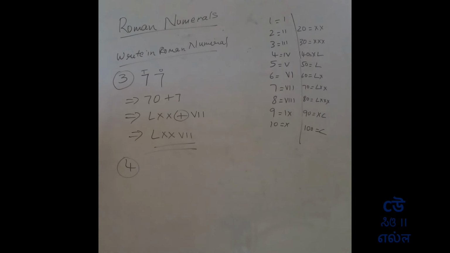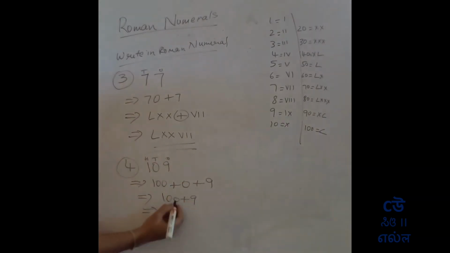Next, the fourth one, let me take a bigger number, 109. So we have ones, tens and hundreds place. The hundreds place you'll write as it is, 100. Tens place we have nothing, you can write 0. Then the ones place you can write as it is. So 100 plus 9 we have, right? Leave 0. 100, how will you represent? 100 is represented as C, plus 9 is represented as IX. So CIX is the answer.